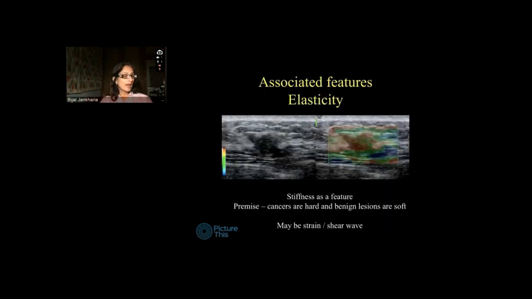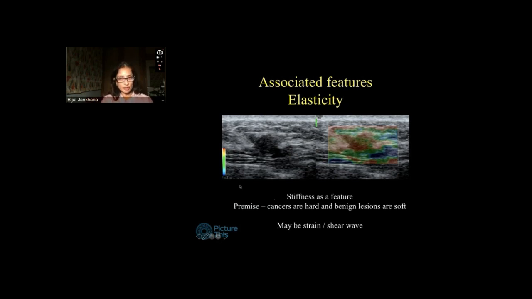Next, we go on to elastography, and I'm sure all of you have elastography machines, and many of you keep on relying a lot on it. However, BI-RADS, especially the American College of Radiology, does not give a lot of value to elastography. I'll be talking about it just a little bit.